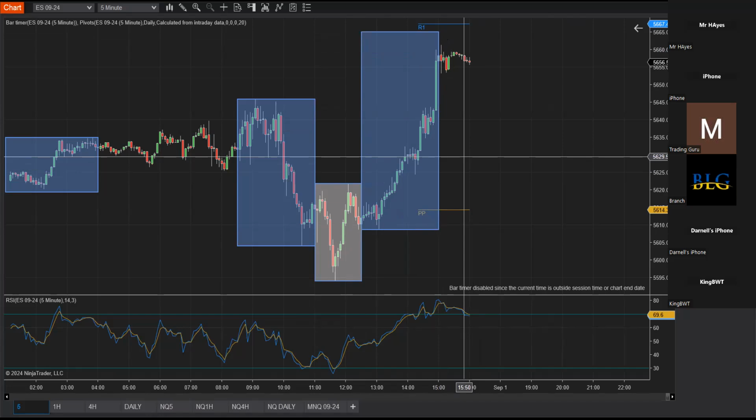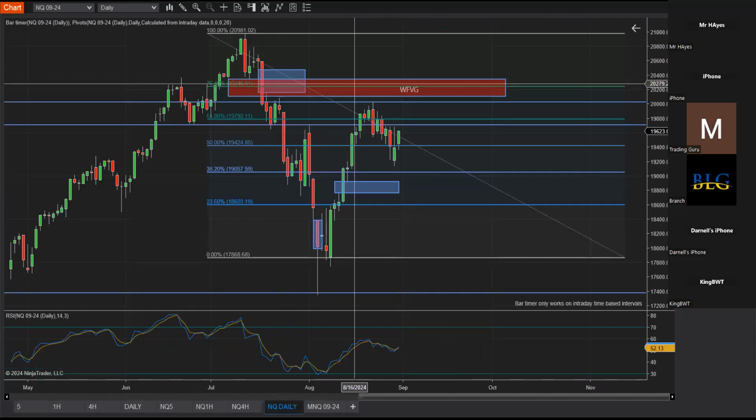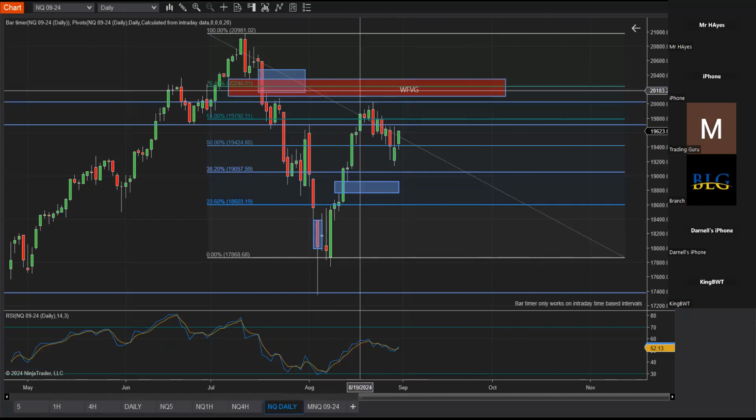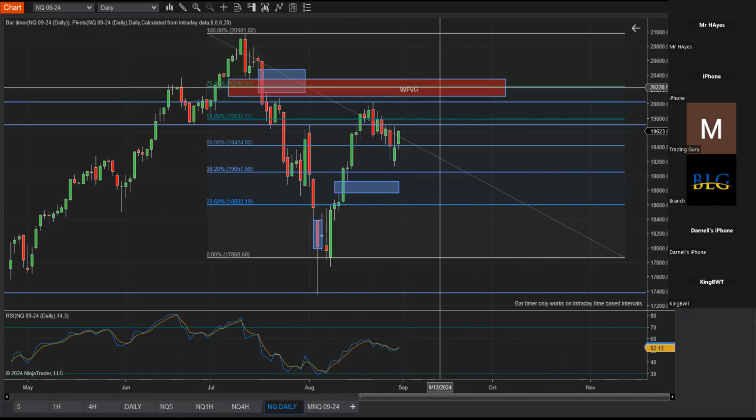I'm looking for upside trade this week, whether it's on the ES or the NASDAQ. That's my bias. The weekly is showing me that. The daily is showing me that. I'm looking for the all-time highs to get taken out on the ES, on the NASDAQ. I'm looking for us to trade into this weekly fair value gap, as well as this daily fair value gap that's also in premium. That's what I'm looking for on the NASDAQ.